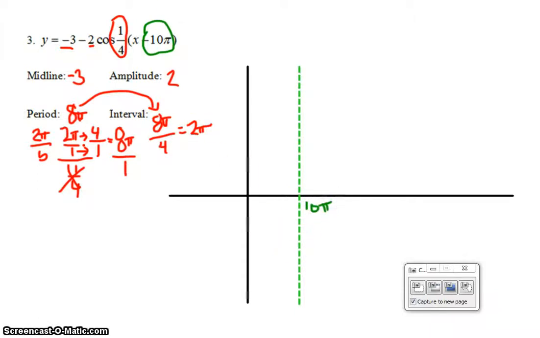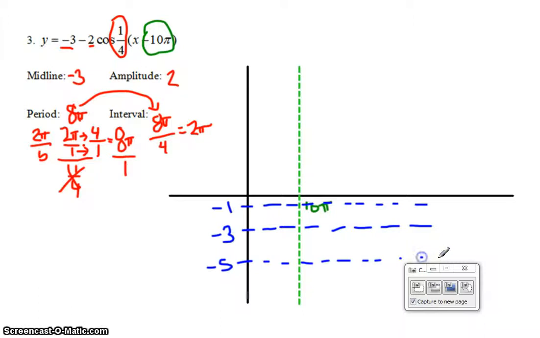Okay, so now let's find where my midline is. That's at -3. So you can go down here to -3. Okay, my amplitude is 2, so -3 plus 2 will get me at -1. Then going down 2 will get me at -5. Hopefully yours looks a little bit more even than mine.